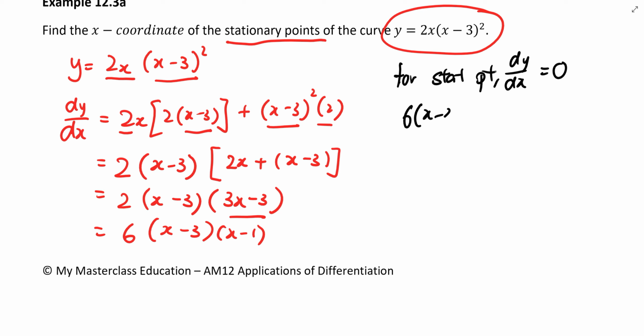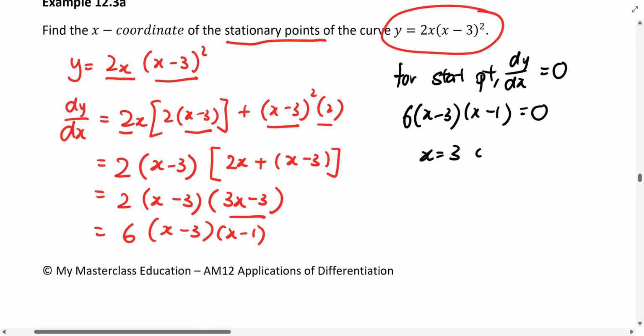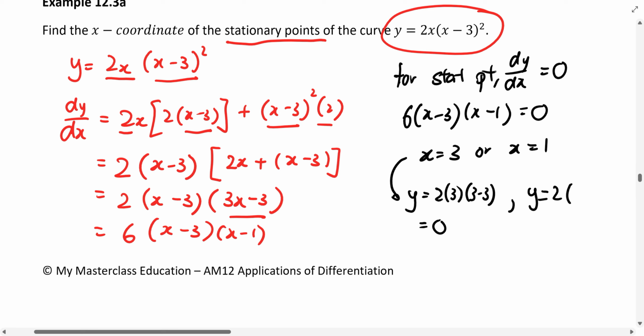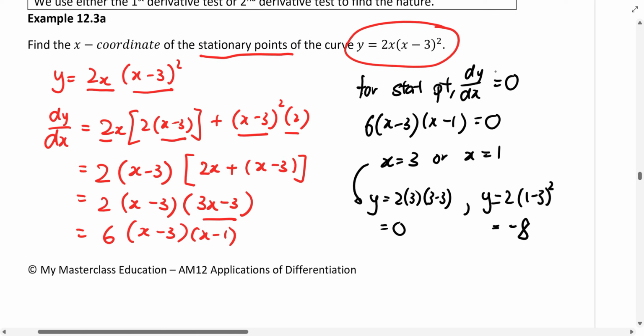Now I can say that for a stationary point, my dy/dx is equal to 0. 6(x minus 3)(x minus 1) equals 0. I will have x equals 3 or x equals 1. Sometimes the question may ask for coordinates. If the question wants coordinates, you sub it into your y equals 2x(x minus 3) squared. When x is 3, 3 minus 3 will be equal to 0. And the other one will be y equals 2(1)(1 minus 3) squared, that's negative 8. So if the question wants coordinates, then we say that this is (3, 0) as well as (1, negative 8). This is how we find the x values for stationary points.